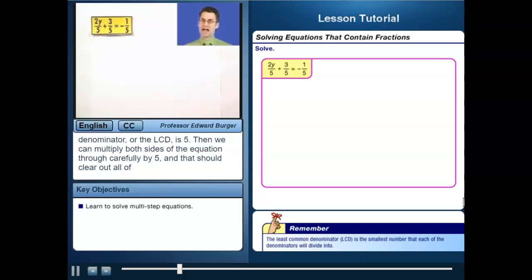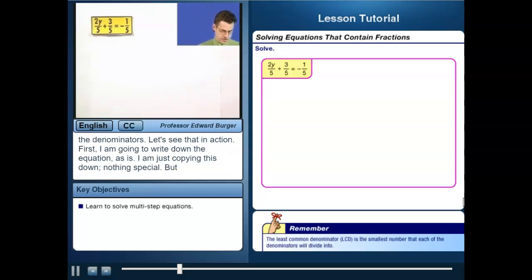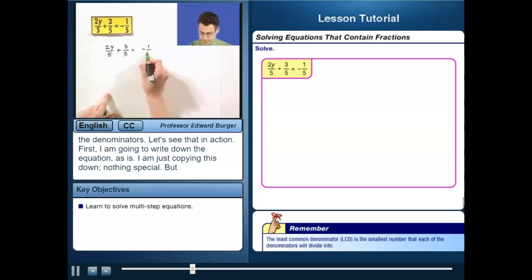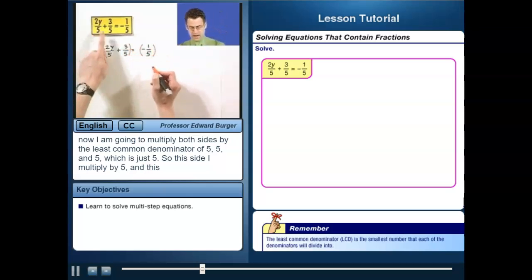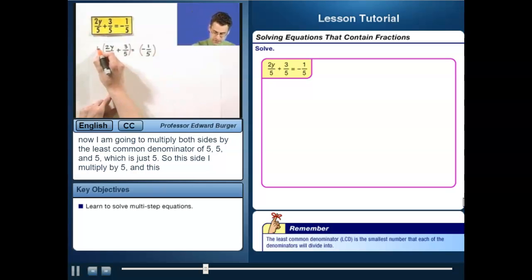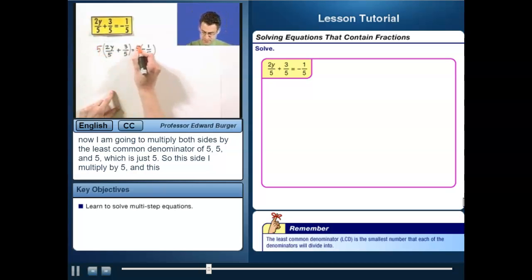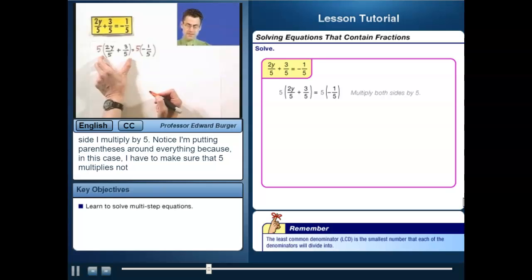Now we can. If we can figure out the least common denominator, which in this case is easy, it's all 5, so we know the least common denominator, the LCD, is 5. Then we can multiply both sides of the equation through carefully by 5, and that should clear out all the denominators. Let's see that in action. So first I'm just going to write down the equation as is. I'm just copying this down. Nothing special.